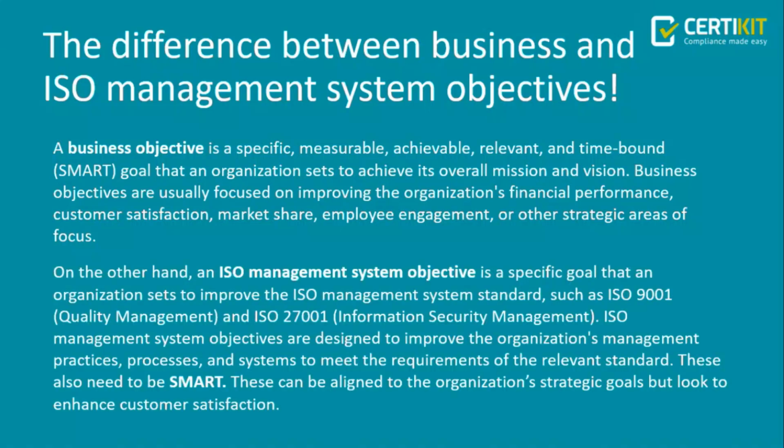Whereas a management one is specific to the goals of the organisations set to improve the ISO management standard, such as 9000 or 27000. Objectives are designed to improve the organisation's management practices, processes, and systems to meet the requirements of the relevant standard or the requirement of the organisation. These also need to be SMART.